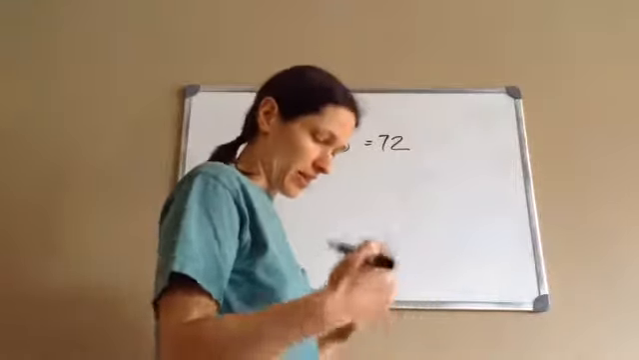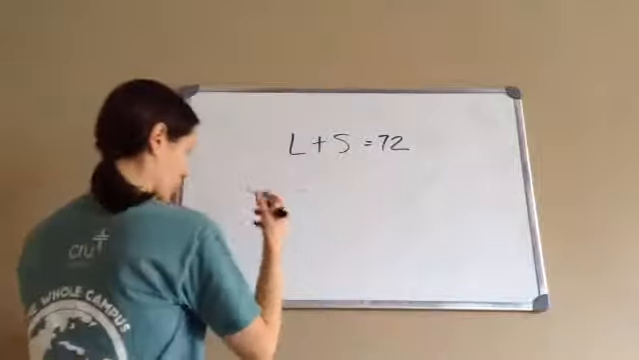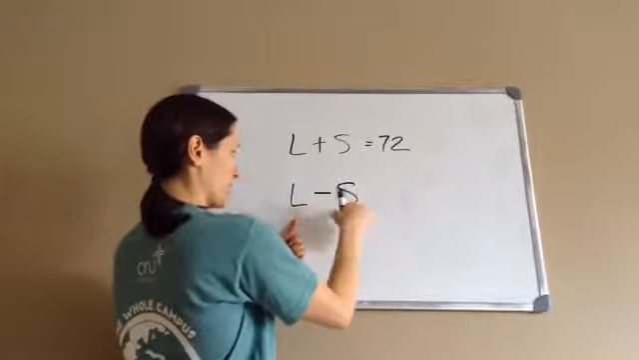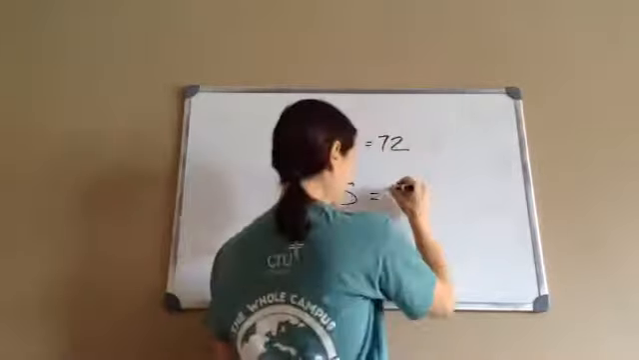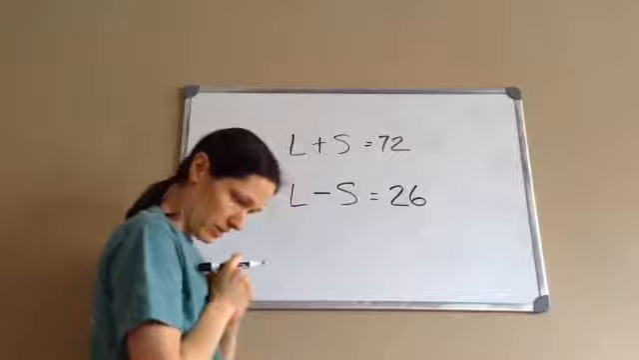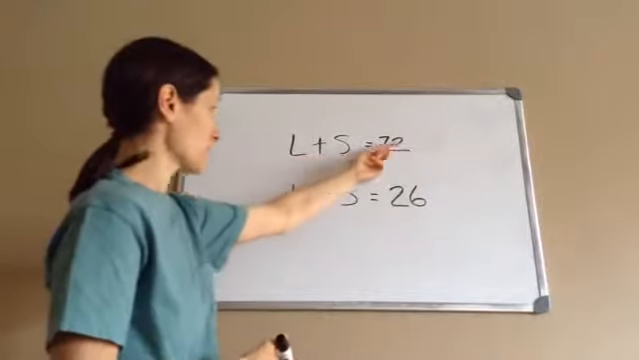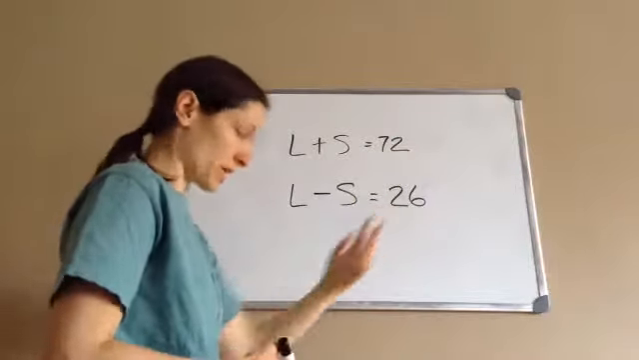So it'd almost be like the sum would be adding, and the difference of the numbers. So we're finding the difference of the numbers, and the difference of the numbers is 26. That was pretty easy to come up with. So we have L plus S equals 72, the sum of them equals 72, and the difference of them equals 26.